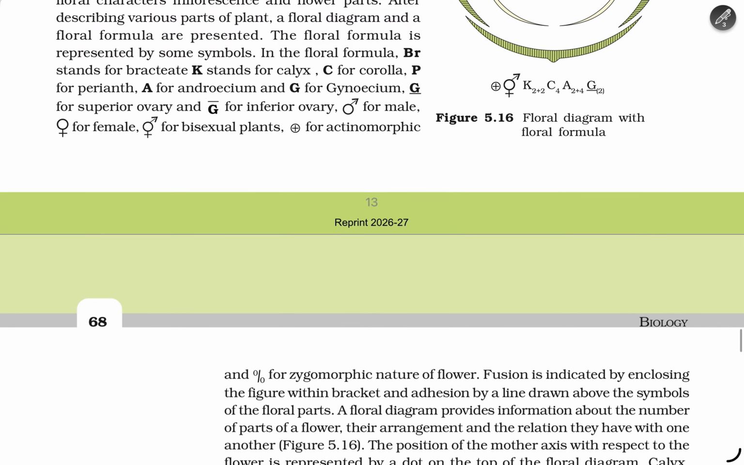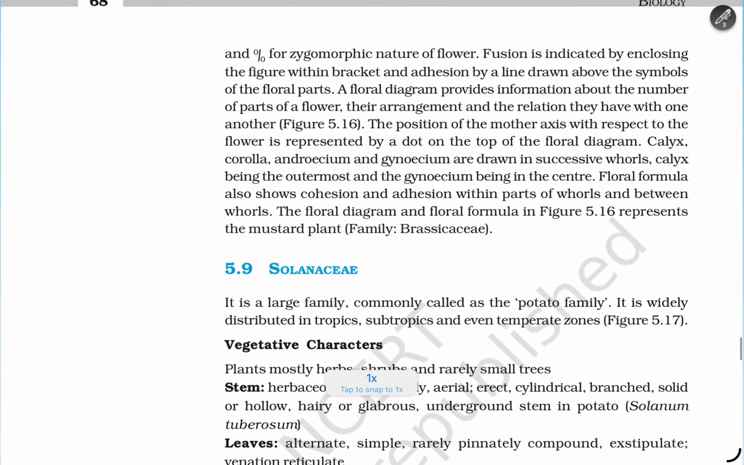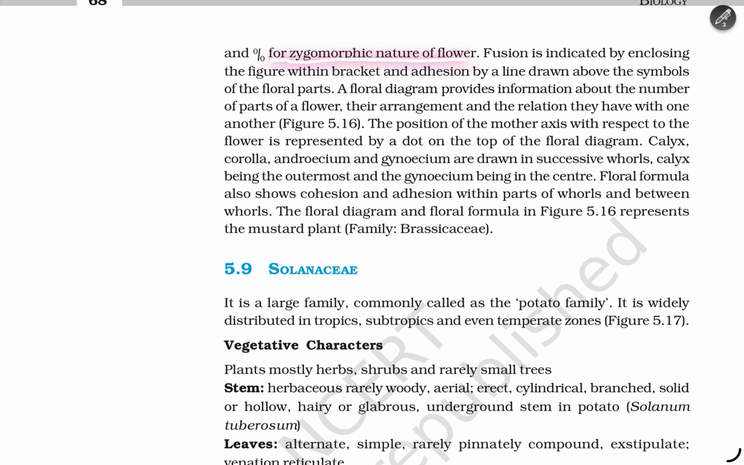A floral formula is represented by some symbols. In the floral formula, Br stands for bracteate, K stands for calyx, C for corolla, P for perianth, A for androecium, G for gynoecium, with a line above or below for inferior or superior ovary, and symbols for male, female, and bisexual flowers, and for actinomorphic and zygomorphic nature. Fusion is indicated by enclosing the figure in brackets, and adhesion by a line drawn above the symbols of the floral parts.